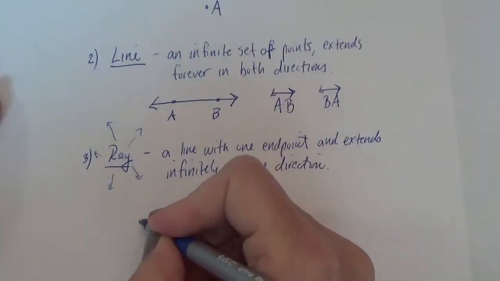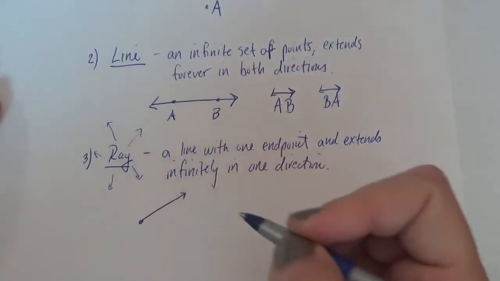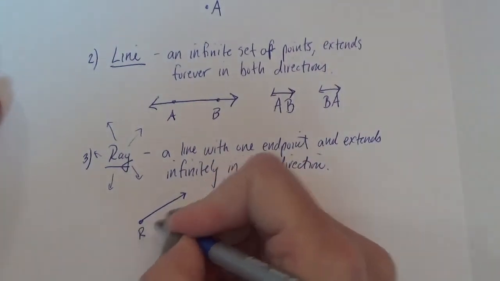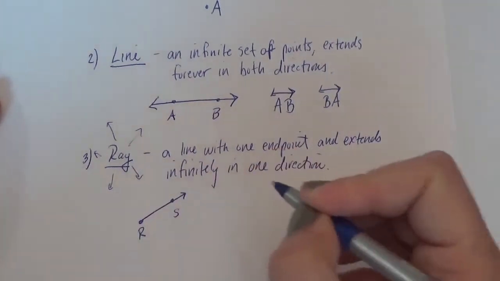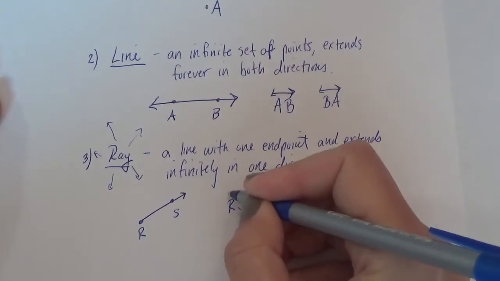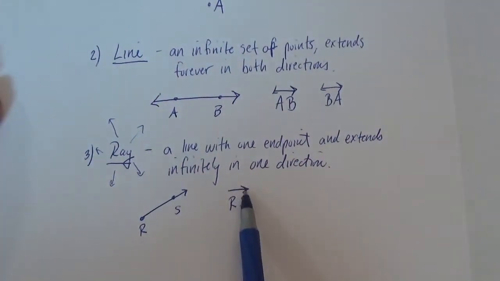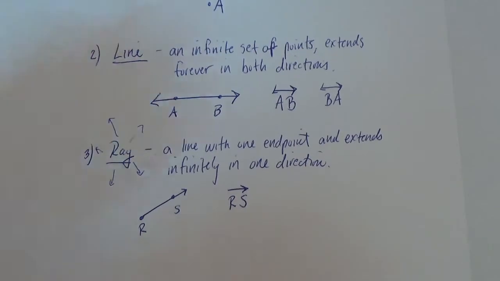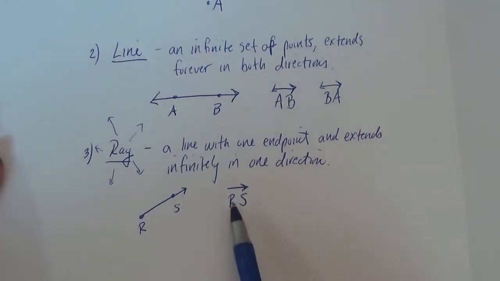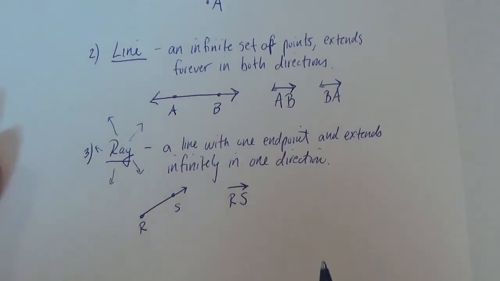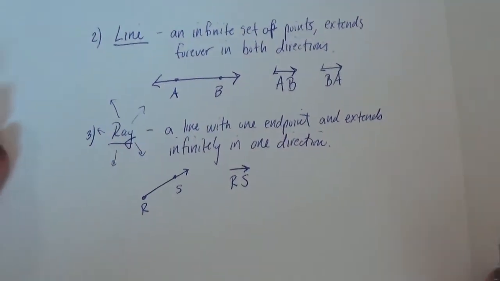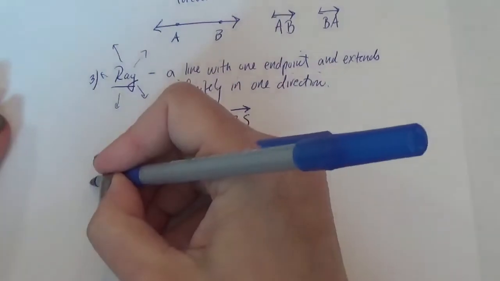So a picture will look like this. Maybe that's R, and they'll give you another point. So this would be the ray RS. And your arrow's important, okay? The arrow is where the S is. That's where the arrow on your notation is. All right? Okay, so that's a ray. Goes in one direction. Ray of sunshine.